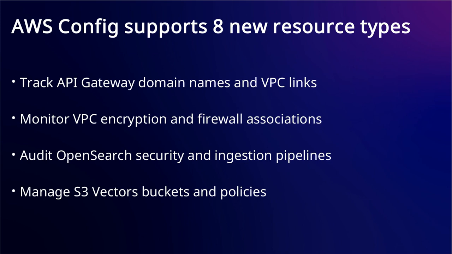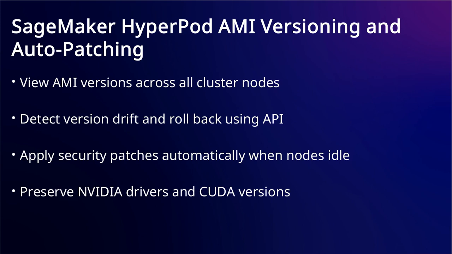If you have enabled recording for all resource types, AWS Config automatically tracks these resources. These resource types work with config rules and aggregators in all regions where the resources are available. Cluster administrators running foundation model training on SageMaker HyperPod previously lacked visibility into AMI versions across their clusters, making it difficult to detect drift and manage security patches.